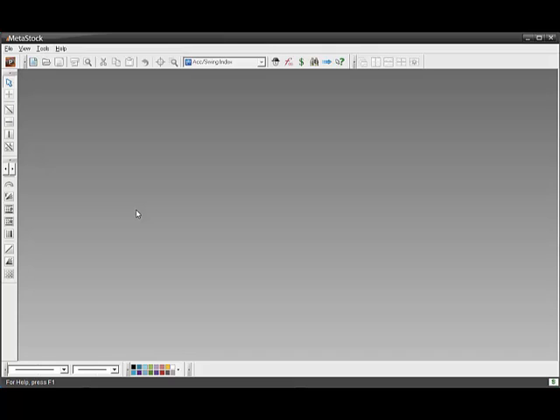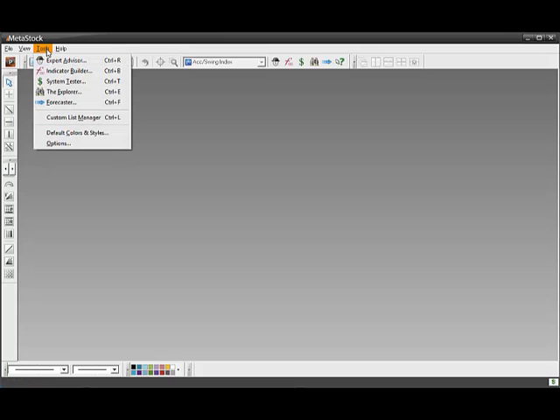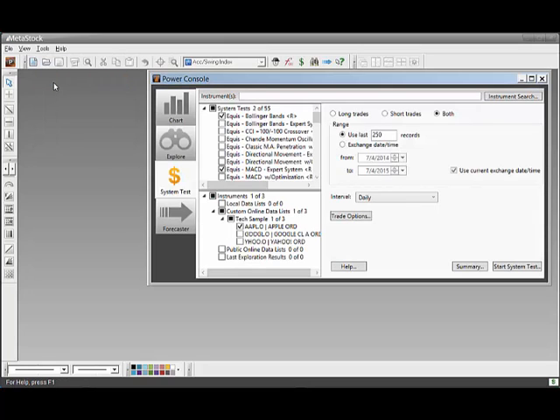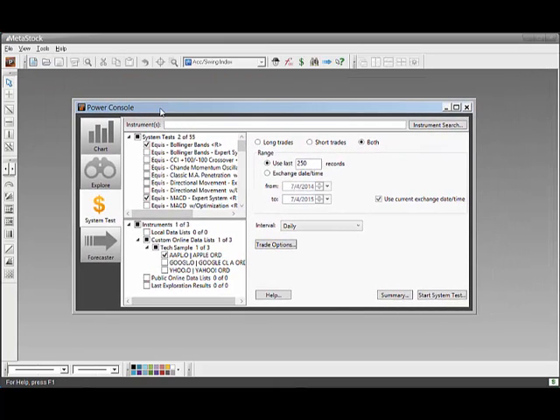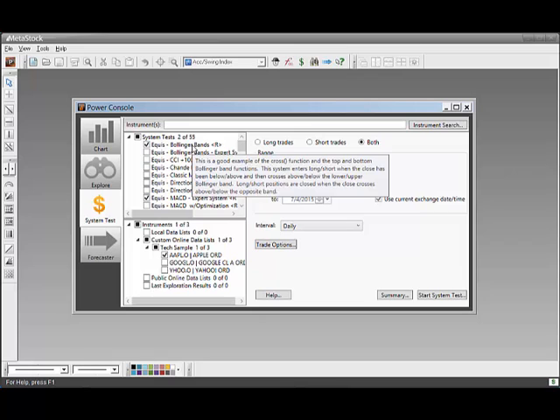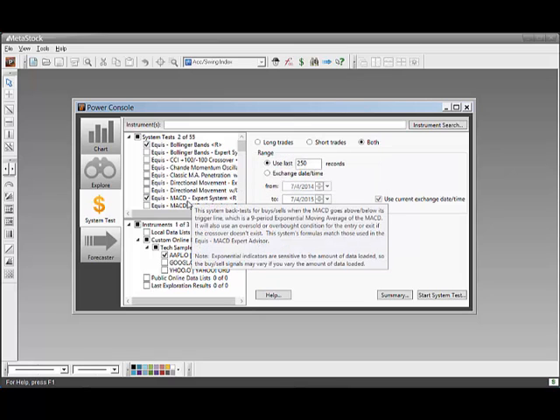This is Metastock. It's an application for viewing charts of stocks, creating indicators, and backtesting trading strategies. We can go to Tools, System Tester. Here we have the Power Console, which lets us test systems. This area has systems that can be tested. We have the Bollinger Bands based system and a system based on MACD, which stands for Moving Average Convergence Divergence.